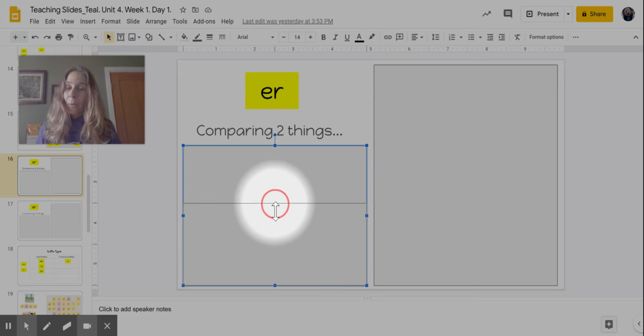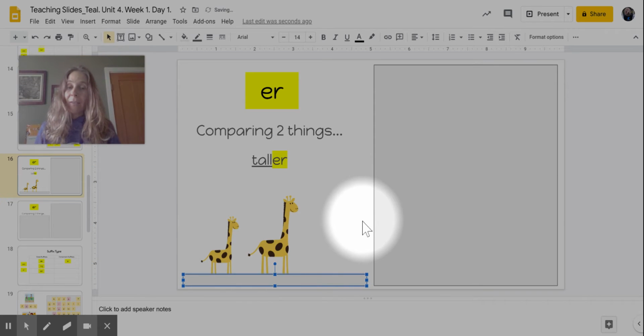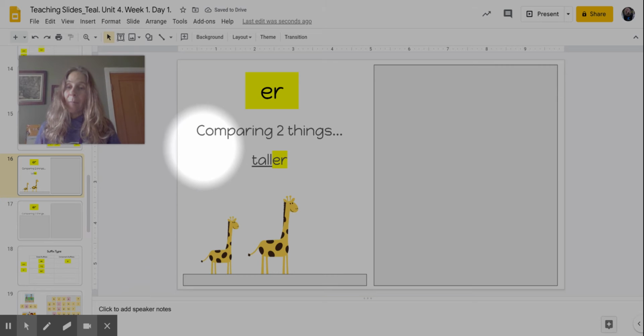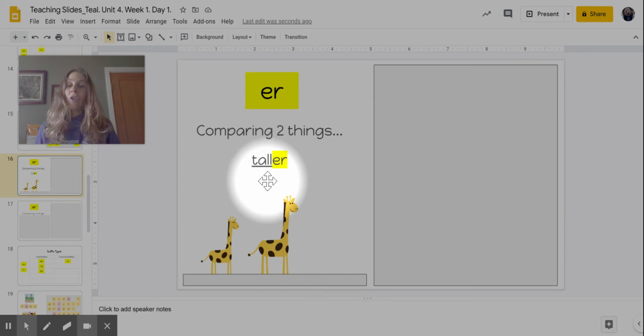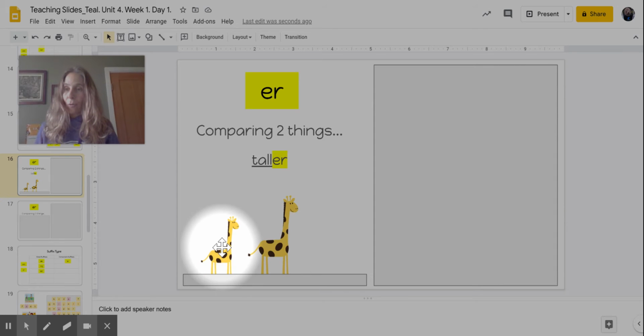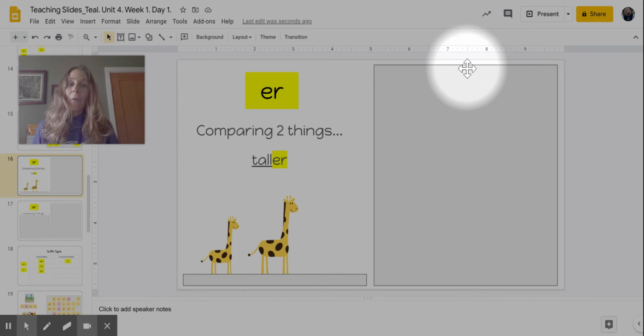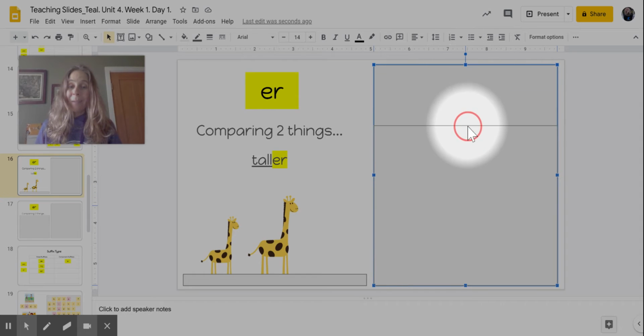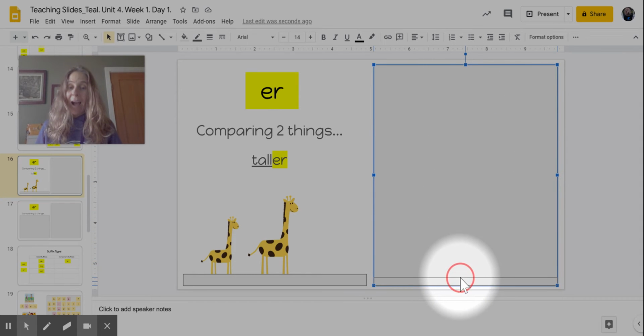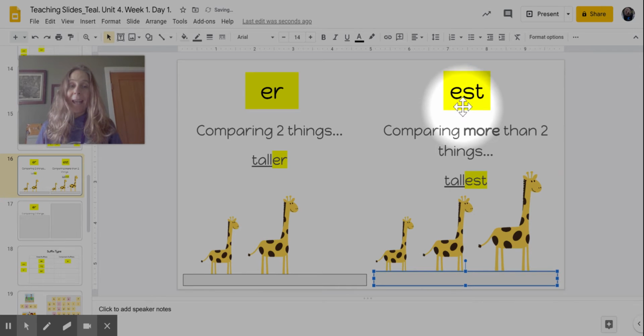If we are comparing two things, we add the suffix -er. So like I'm comparing this giraffe and this giraffe, and I'm going to say this giraffe is taller than this giraffe. So I've got my base word tall, and I'm adding my suffix -er to say this giraffe is taller. Okay. Now, if I want to compare more than two things, I'm going to use my suffix -est, which says est.